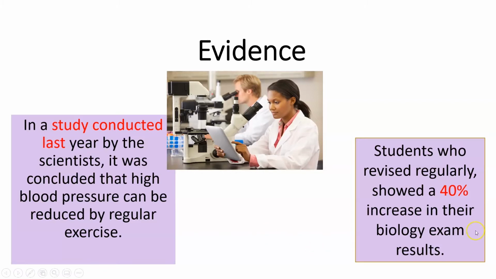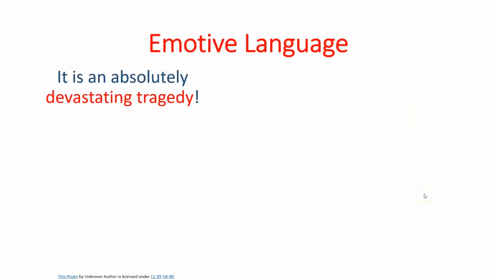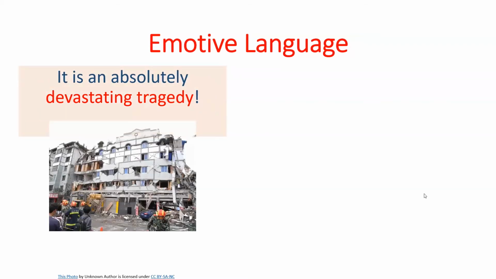Now, here, by using 40%, that is an example of evidence you're providing, but that is also a statistic, which is another persuasive device of language. Now, emotive language is also known as pathos. You might have learned it as pathos, right? It's when writers use really strong, powerful adjectives and verbs and adverbs and language in general to convey what they're saying in a very persuasive way.